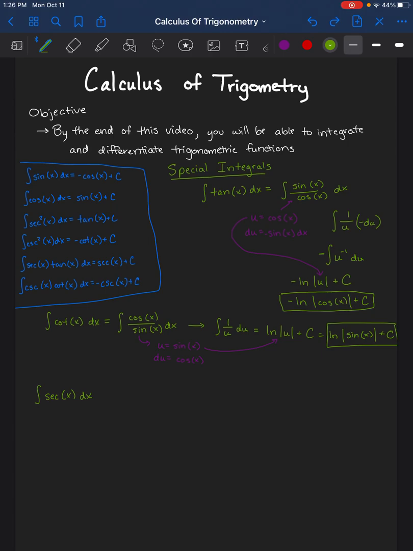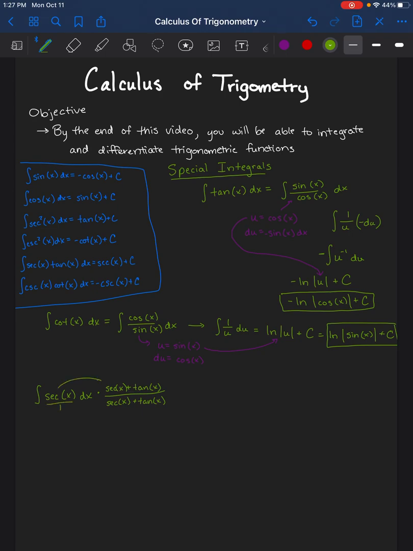It will again involve a u substitution in the end, but there is a manipulation that has to happen before then. What I'm going to do is multiply the top and bottom by secant plus tangent. Now that's going to be important here, and you'll see why in just a moment. So again, I'm multiplying top and bottom by secant plus tangent.